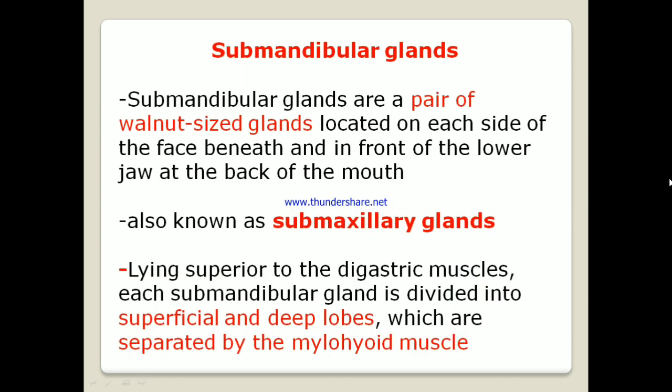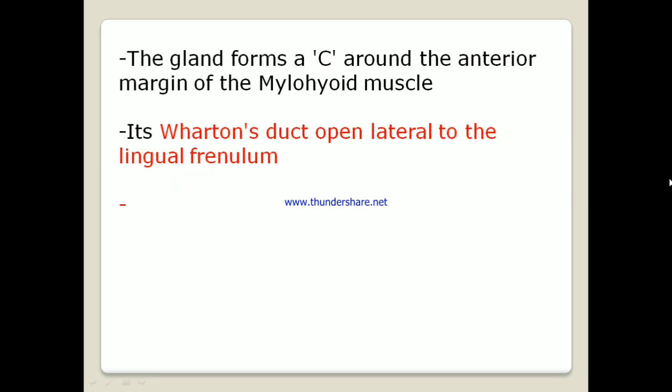Submandibular glands. Submandibular glands are a pair of walnut-sized glands located on each side of the face beneath and in front of the lower jaw at the back of the mouth. Also known as submaxillary glands. Lying superior to the digastric muscles, each submandibular gland is divided into superficial and deep lobes, which are separated by the mylohyoid muscle. The gland forms a C around the anterior margin of the mylohyoid muscle. Its Wharton's duct opens lateral to the lingual frenulum.